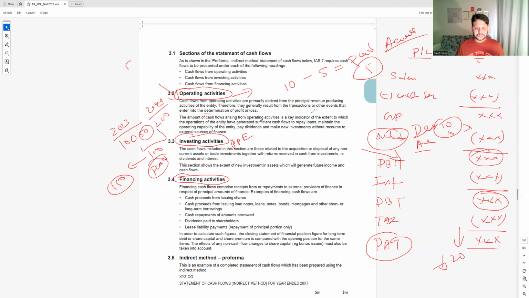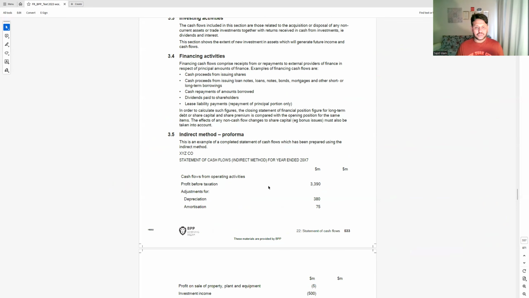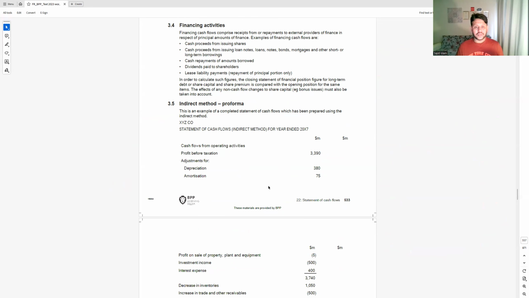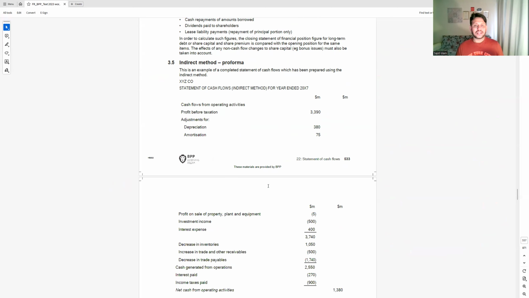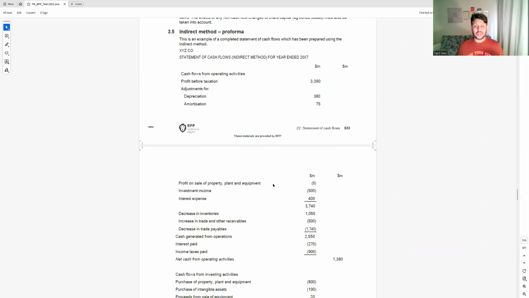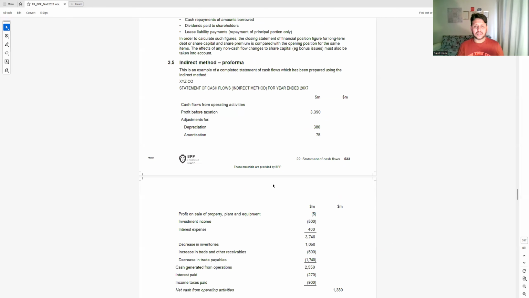All right, so let's have a look at one of the templates now. We are looking at one template, how to prepare the indirect method. So you can see here, we start with the cash flow from operating activities. Let's look at this one. We're going to quickly look at that, then I'm going to explain in detail, then we're going to do one question together to understand it in a better way.